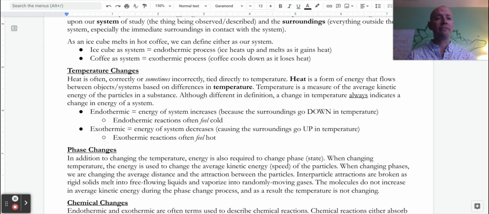So with all of those, there's a real focus on system and surroundings, a flow of heat in and a flow of heat out, and a recognition of what that heat can do in terms of changing the spacing, the arrangement, the attractions, or very often with temperature, the speed of the particles.